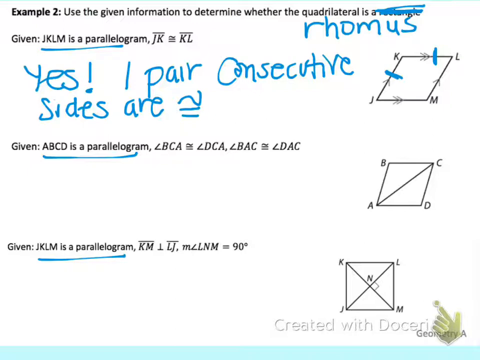The next one, okay, again, so we know this is a parallelogram, and then they give us this information. Angle BCA, that's this one, is congruent to DCA, and that BAC, so that's down here, is congruent to DAC, down here.